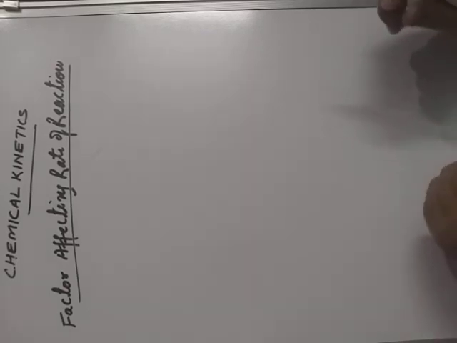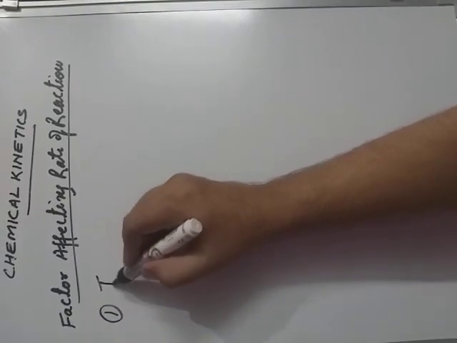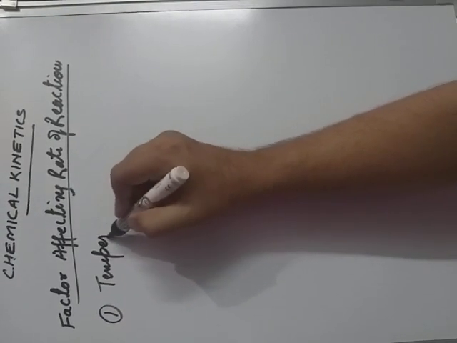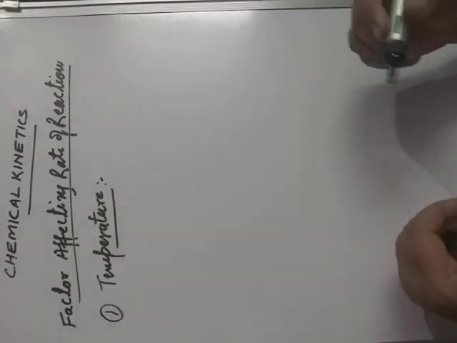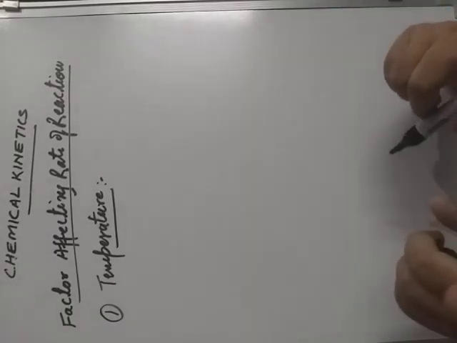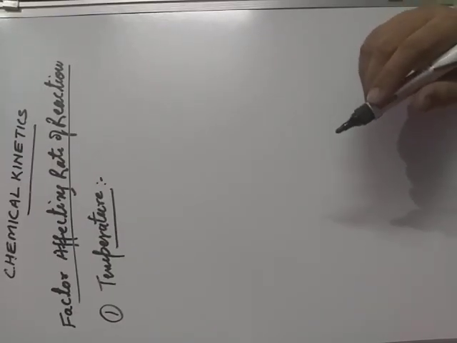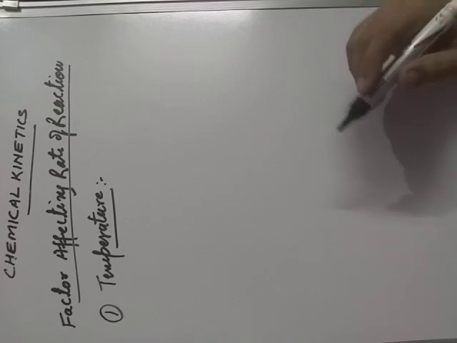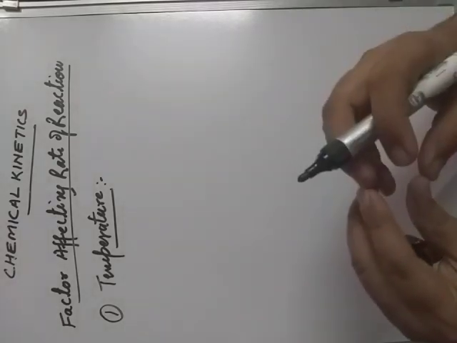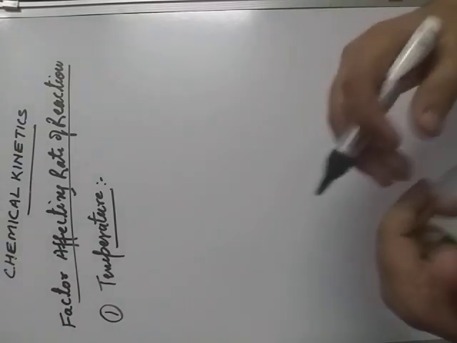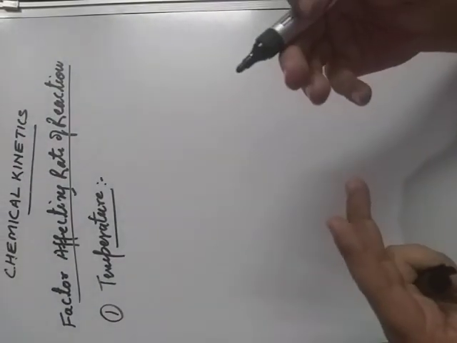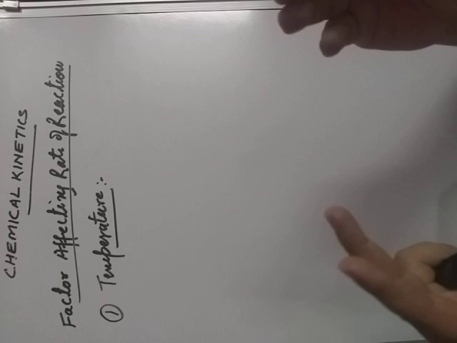Now we are going to explain the factors affecting the rate of reaction. So we are taking the first factor, that is temperature. How temperature affects the rate of reaction in terms of collision theory will be explained here. What happens when the temperature is increased? When the temperature increases, the kinetic energy of the reactant molecules increases and the collisions will be faster and they can gain more energy. So that energy can cross the energy barrier.